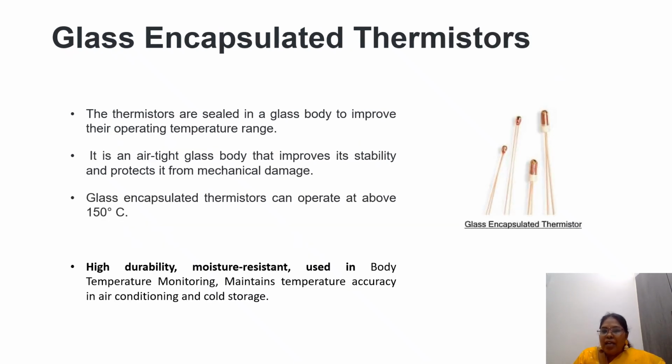The next one is the glass encapsulated thermistor. Here the thermistor is sealed in a glass body. Already we have everything as it is, but it is sealed again with a glass body to improve the operating temperature. These can be operated above 150 degrees Celsius, and they are highly durable and moisture resistant. It is used for body temperature monitoring and for maintaining temperature accuracy in AC and cold storage.